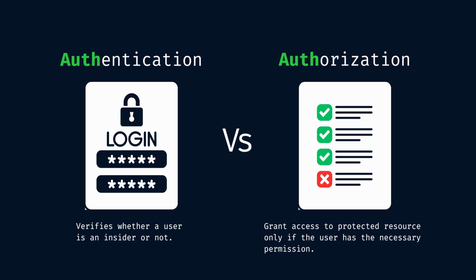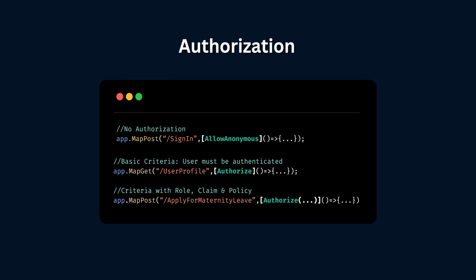Now each user inside the system will be allocated with different roles or different permissions. Now in order to access a protected resource, the user must have the necessary permissions that the protected resource is asking for. So based on whether the user has the necessary permissions or not, authorization will grant or deny the request to access the protected resource. Now let's see them in action.